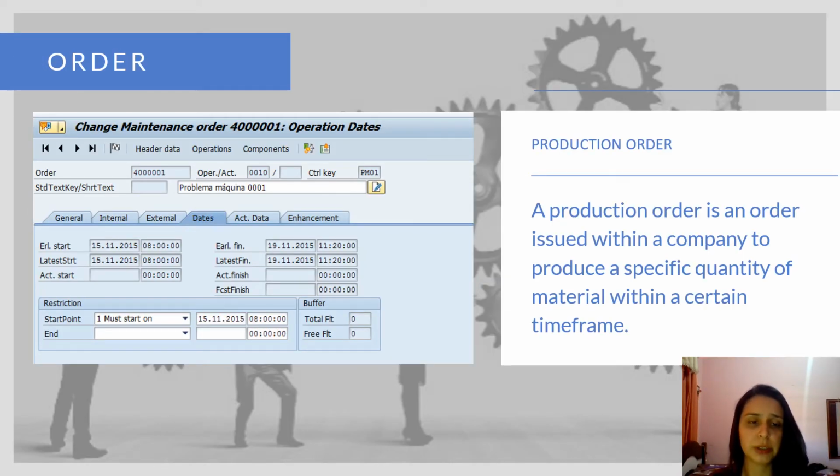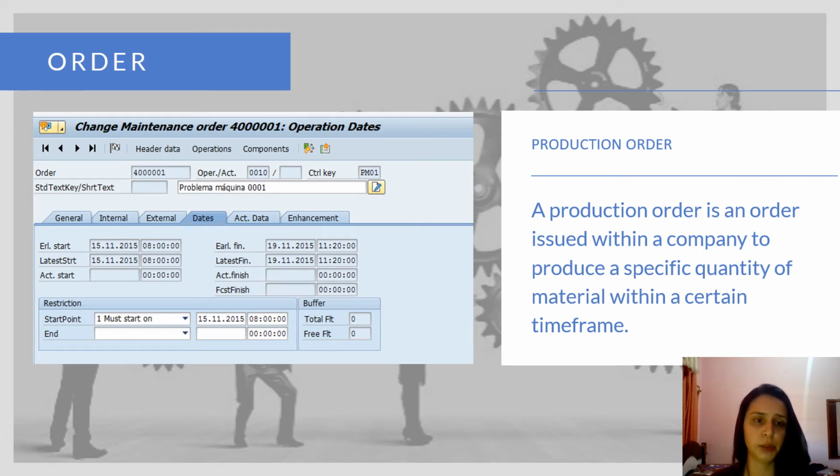Now I'm going to present other definitions about production planning or production management. Okay? The next is order. What is a production order? The production order is an order issued within a company to produce a specific quantity of materials within a certain time frame. What does it mean? Yeah? What does it mean?